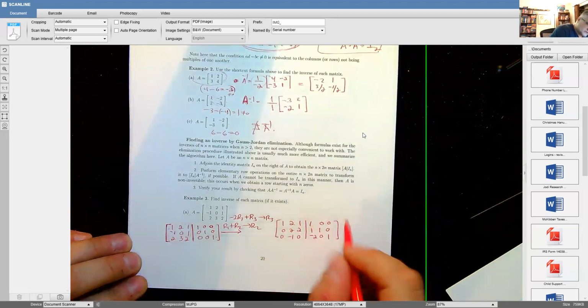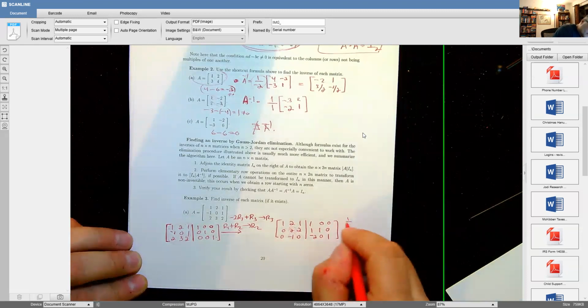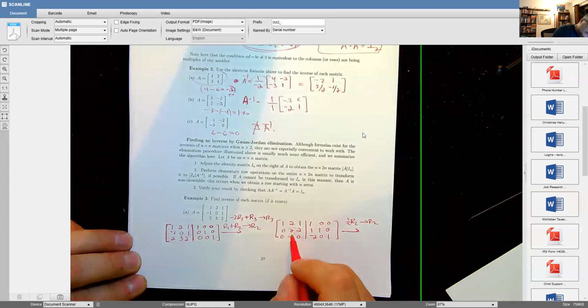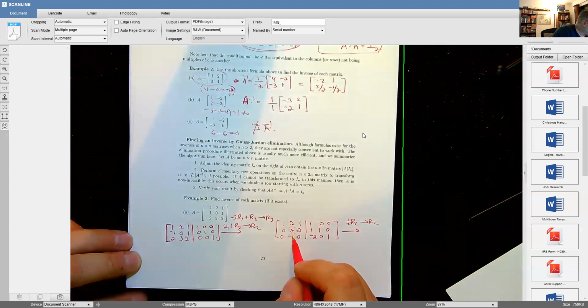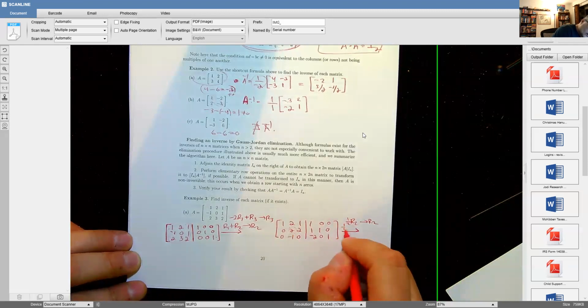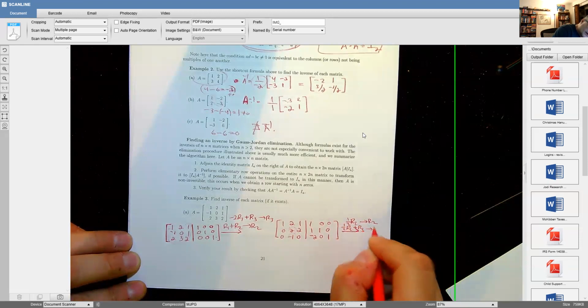All right, now what I would like to do is put a 1 here, right, and a 0 there. So I'm going to do two things at one time. I'm going to multiply R2 by a half and plug it into R2, and then I'm going to multiply R2 by a half, add it to R3, and plug that into R3.